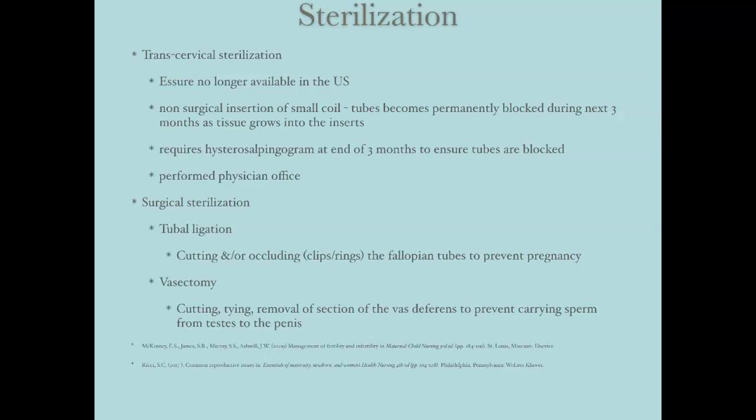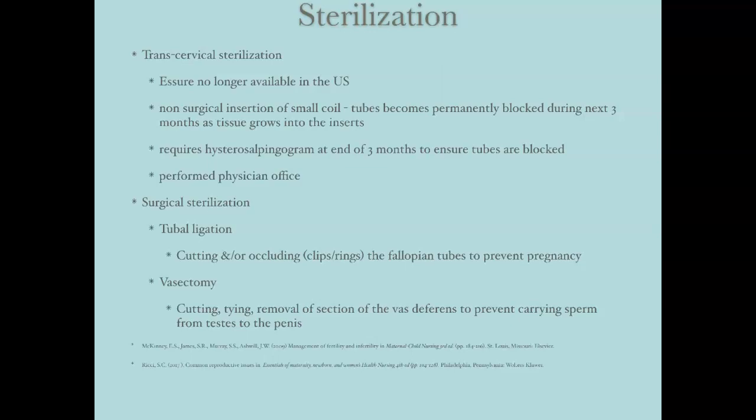But basically, it was a non-surgical insertion of a small coil, and I'll show you a picture in just a minute. That coil was inserted up through the vagina, through the cervix, through the uterus, into the tube on each side, and then left there. Over a few months the coil will develop scar tissue, and as that tissue grows, it blocks the tube. So there is a little period of time for that to happen.